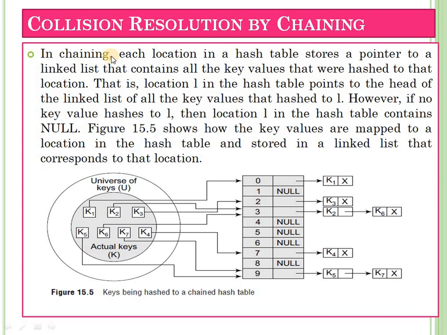So chaining. In chaining, each location in the hash table stores a pointer to a linked list. Here we are using the data structure linked list and we are storing the hash values in the linked list. Suppose location L in the hash table points to the head of the linked list. If you are able to see the diagram, key 1 we are storing in the table.